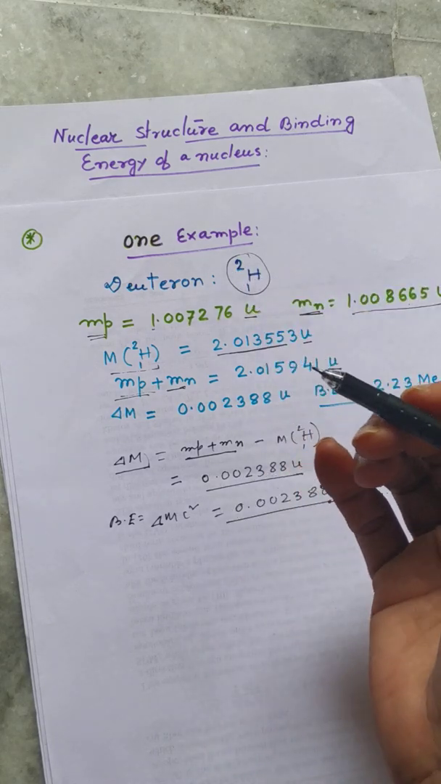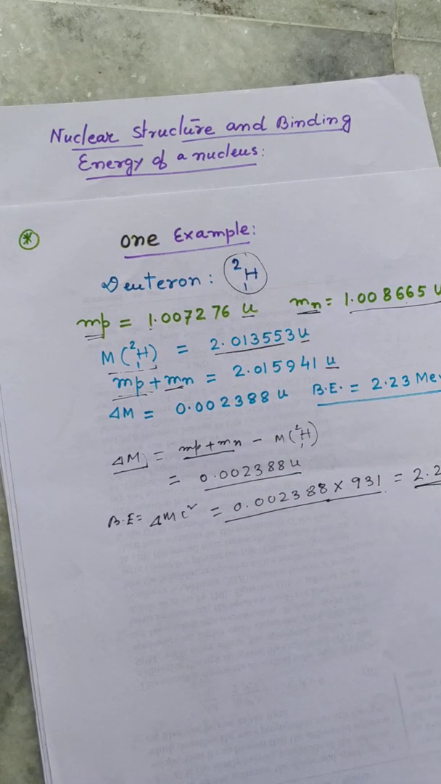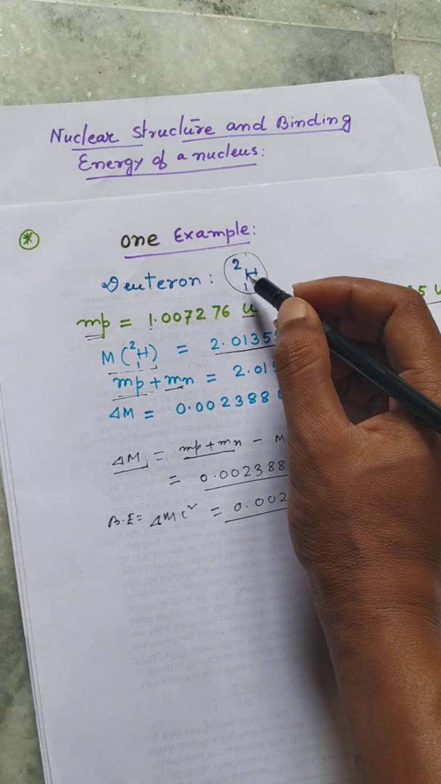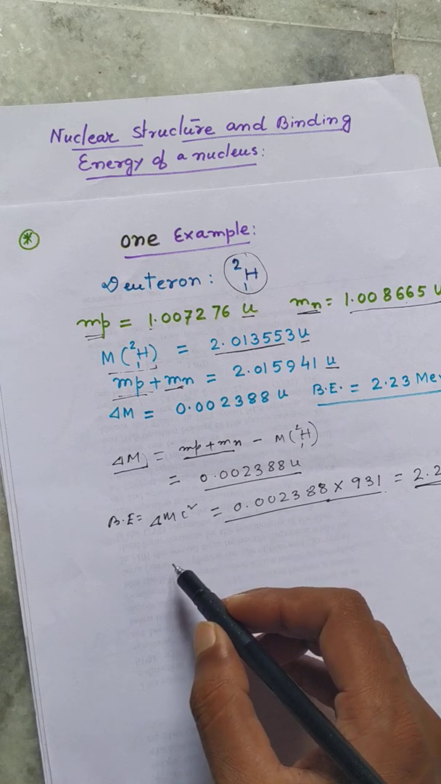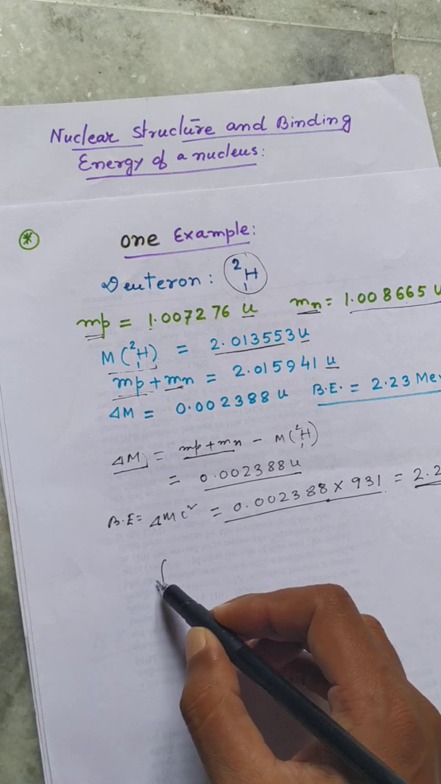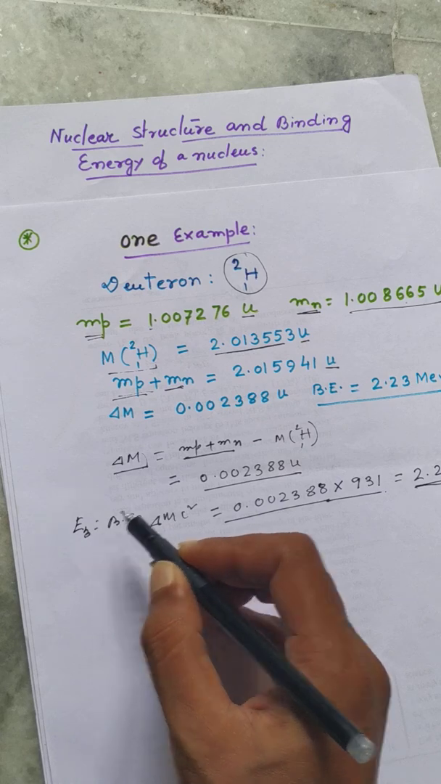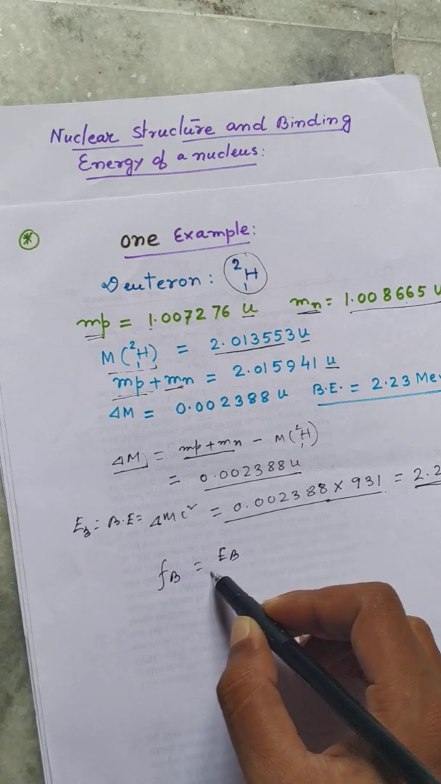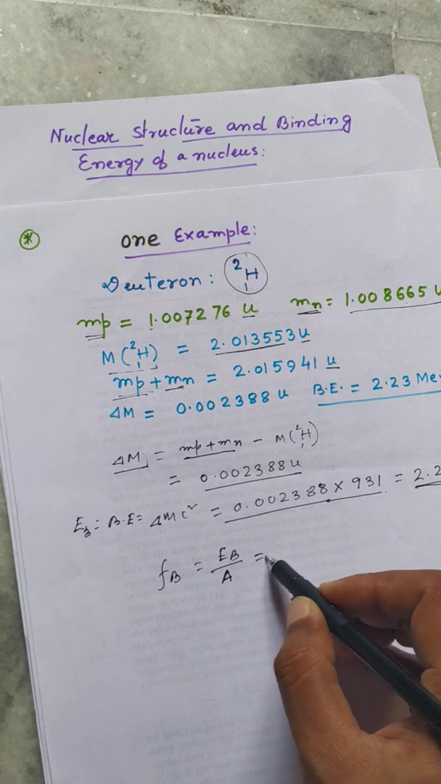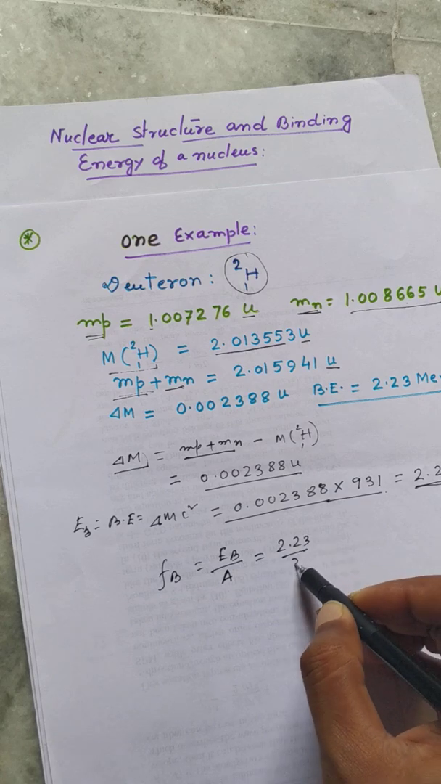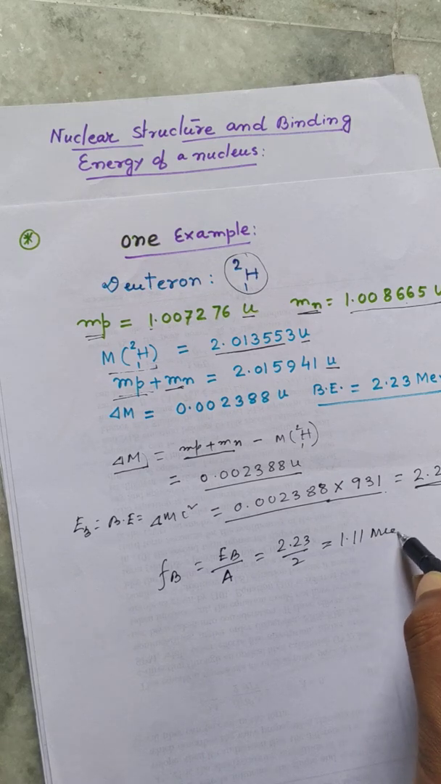So to separate one proton and one neutron from the deuteron nucleus, this amount of energy must be given to the nucleus. And the most important thing is the fractional binding energy, and this is Fb equal to the binding energy, represented by Eb, divided by the mass number. Here the mass number is 2, and this is equal to 2.23 by 2, which is almost 1.11 mega electron volt. And this is the fractional binding energy.